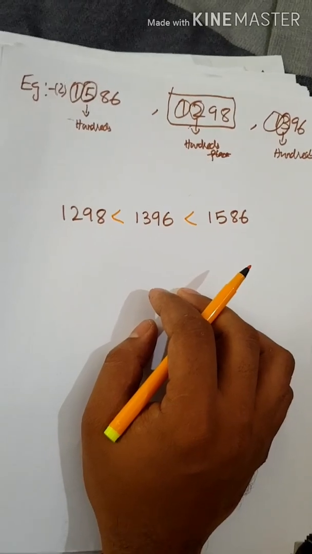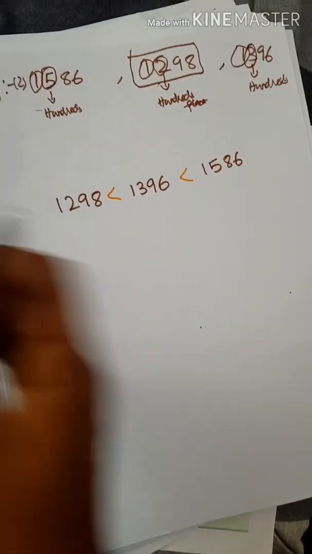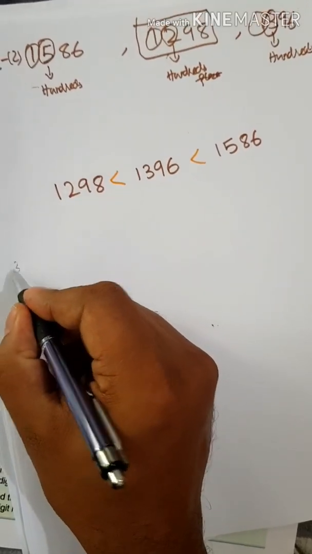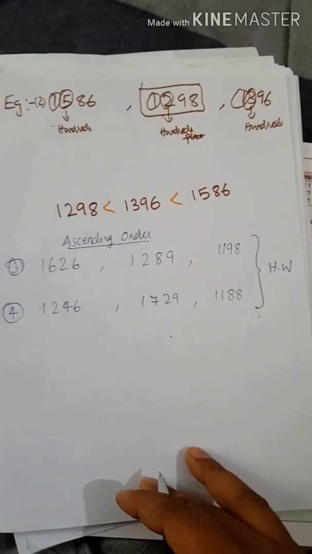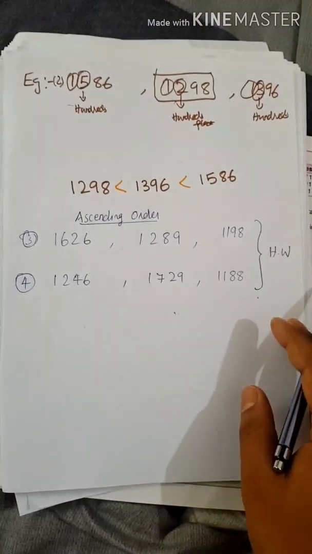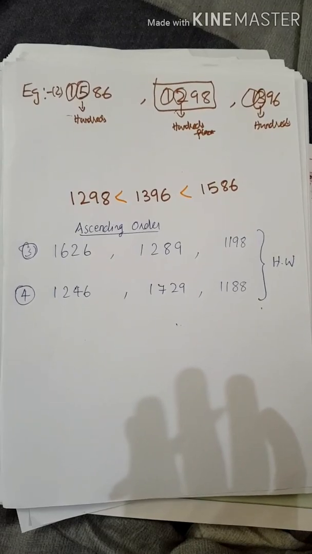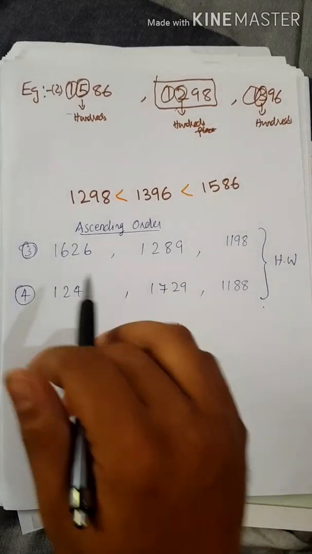Okay students, 2 homework I give you. Okay students, these 2 are the homework. Please do this homework in your fair copy. Understood? These 2.